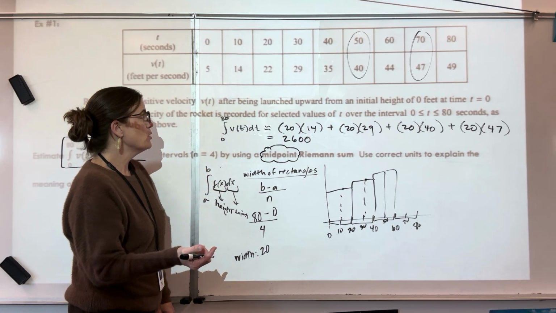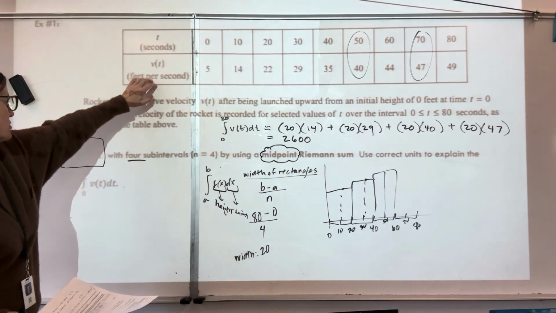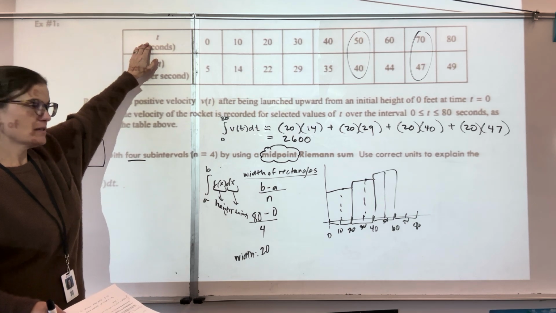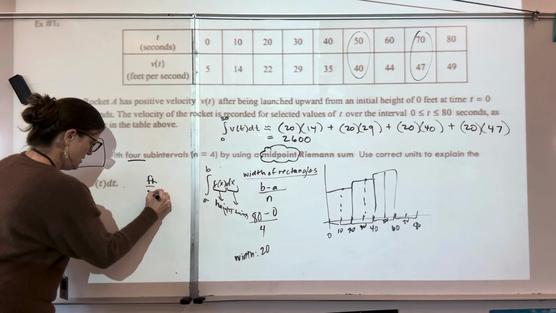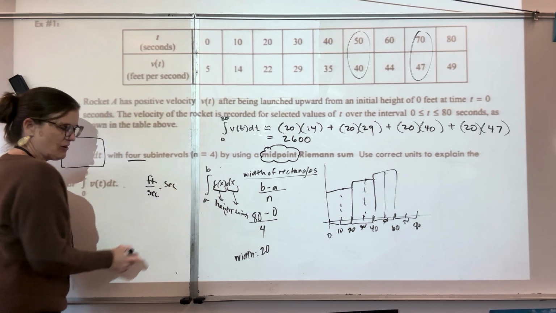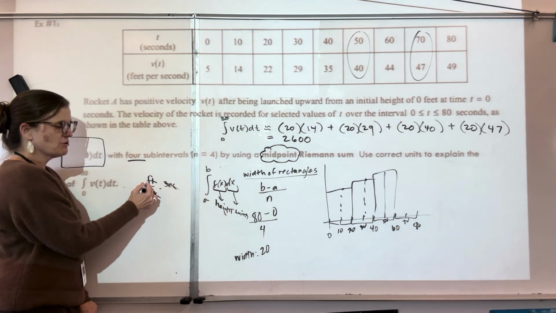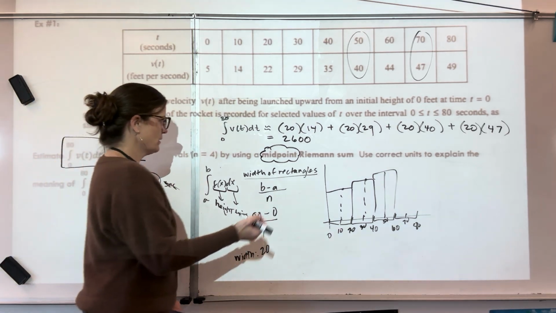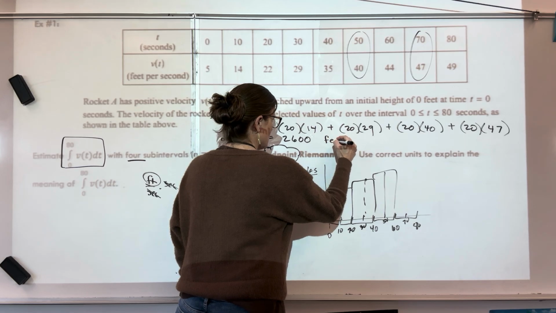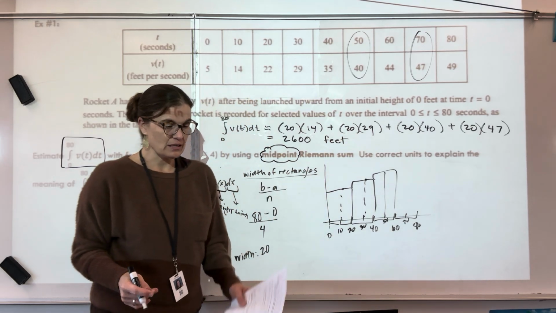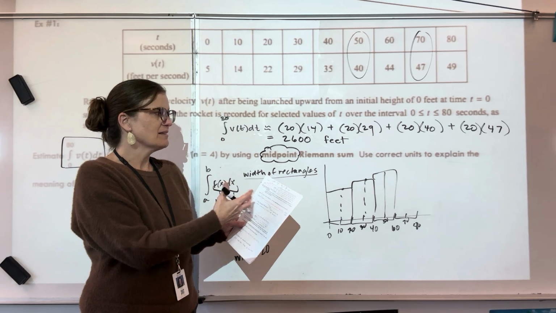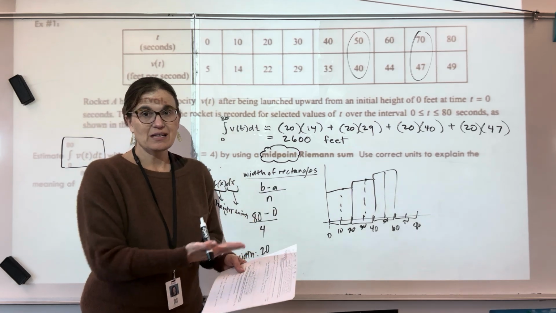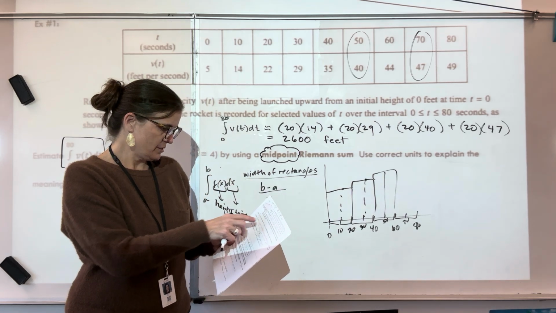If we were going to multiply these units, this is feet per second times more seconds, right? So this is feet per second, and we're multiplying by more seconds. Hopefully you can see the seconds would cancel, and you're left with just feet. So this would represent 2,600 feet, and I'll show you my final answer in a moment, but that would represent that the rocket traveled that many feet during those 80 seconds.